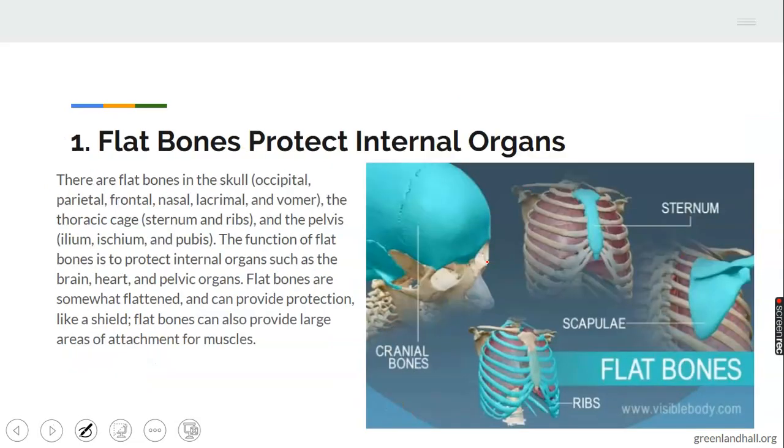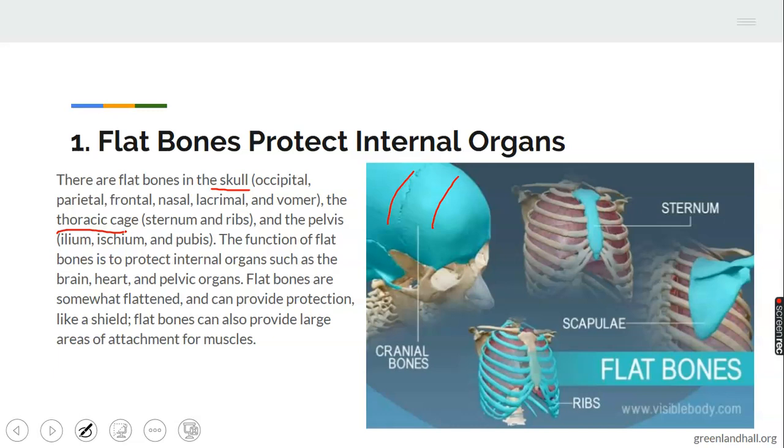Okay, these are examples of the flat bones. There are flat bones in the skull. You can see them here, flat. And then we have them in the thoracic cage as well, that is the ribs. And then we have them also in the pelvis, that is the ilium and the pubis.